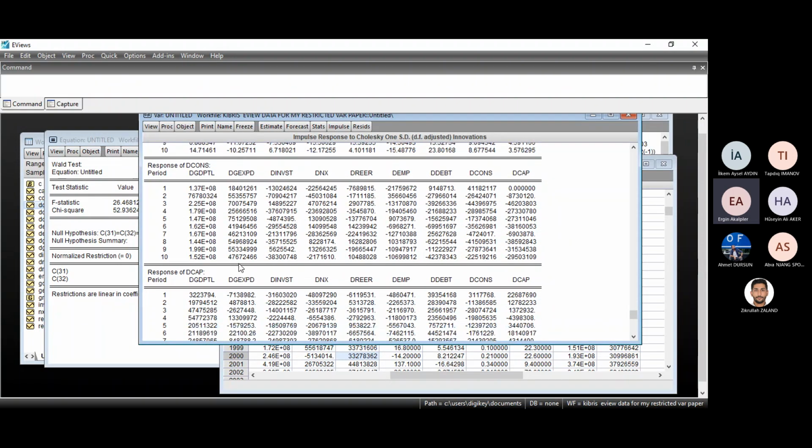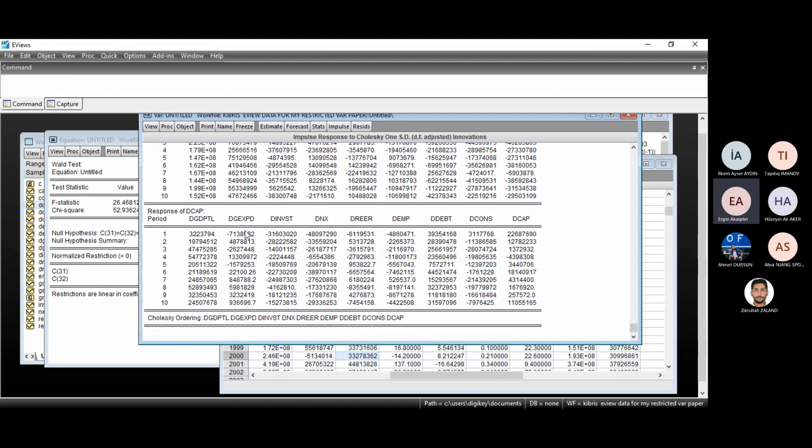Then the last one, the GDP is positive, governmental expenditure somehow negative and positive, investment is negative, NX is negative, real effective exchange rate is negative, employment is negative, public debt is positive, consumption is negative, and so you will interpret these results in your paper also. This was the presentation for the vector error correction. I will upload this EViews performance to YouTube also. You can watch if you miss some parts, then you can understand how we are doing these estimations.